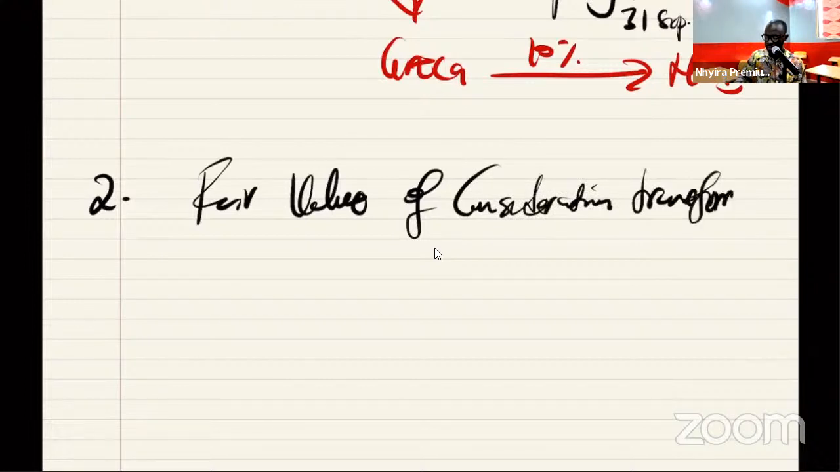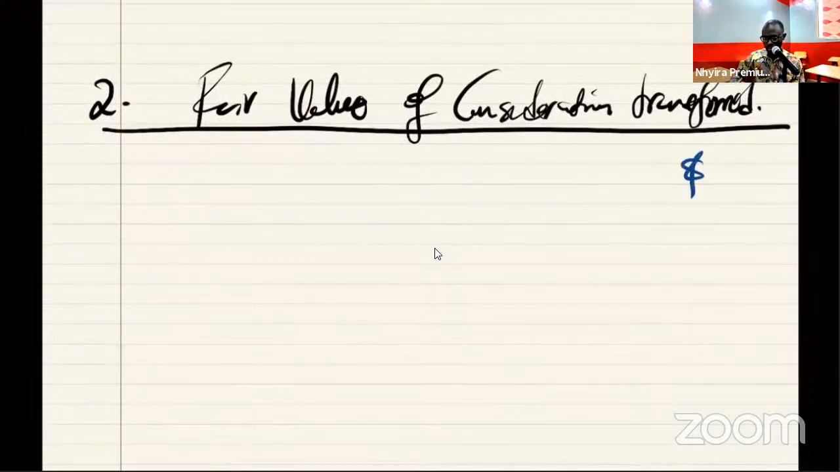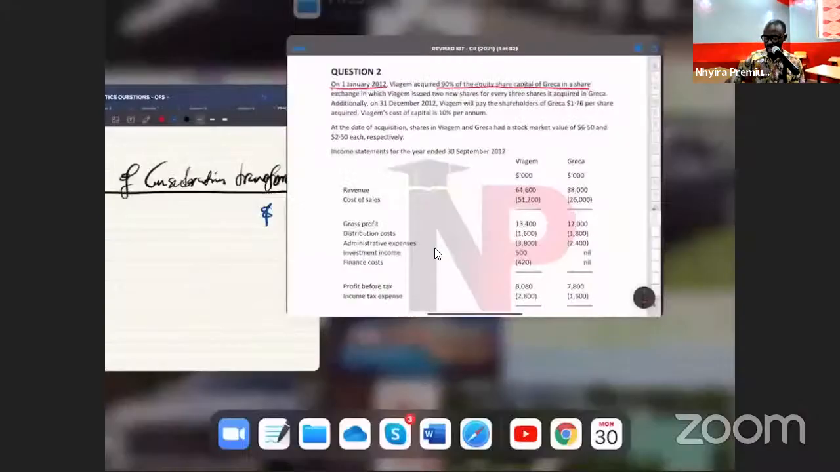So I bring up fair value of consideration transferred, because a share exchange means we're dealing with that. Let's see from the question what we have. Let's go.